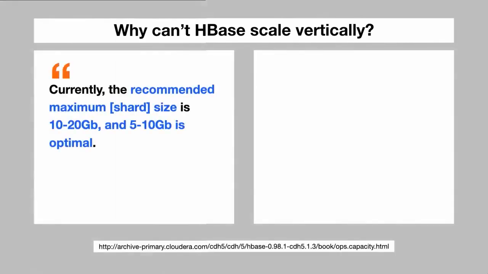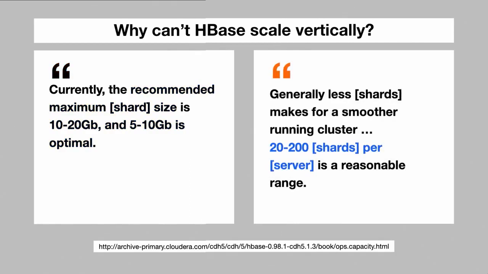There are actually 2 main limitations that combine to prevent HBase from scaling, kind of inherent in its architecture. So I've taken this quote and the quote after this from the official documentation for the version of HBase we run in Indeed. Generally less shards makes for a smoother running cluster. 20 to 200 shards per server is a reasonable range. It says that the maximum region size, or shard size, is like 10 to 20 gigabytes, and 5 to 10 is optimal. And secondly, that the number of shards per server that's recommended is 20 to 200, mostly because of memory constraints.